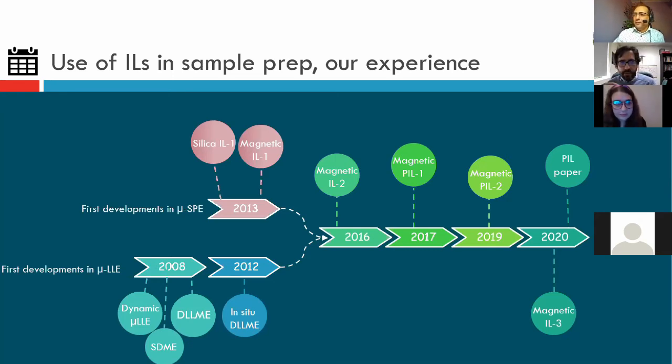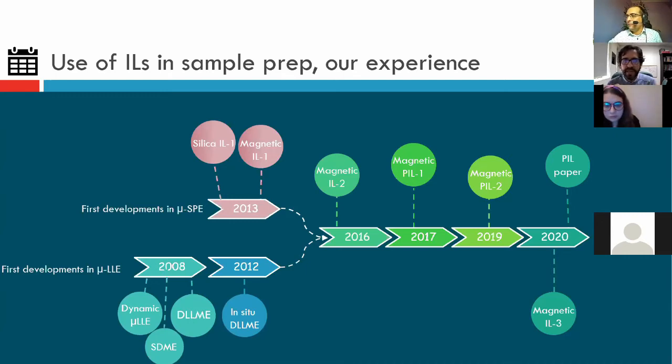Okay, so I was just presenting here the different approaches that we have developed in our lab according to the use of ionic liquids in the sample preparation context. So we started in 2008 in the micro liquid-liquid extraction field. We moved in 2013 to the micro solid phase extraction context. And in the last years, since 2016, we have been working specifically in the use of magnetic ionic liquids and magnetic polymeric ionic liquids. And the last approach is the immobilization of these polymeric ionic liquids into paper.